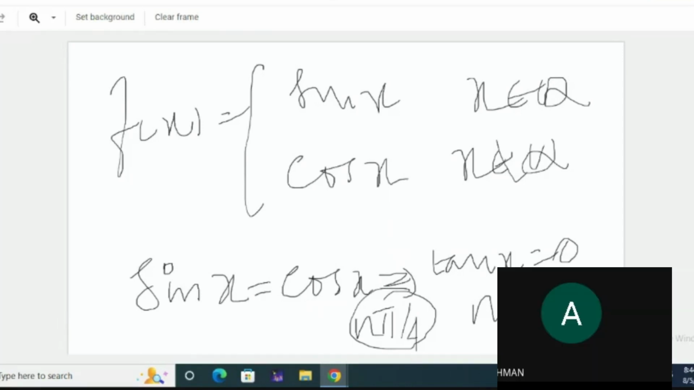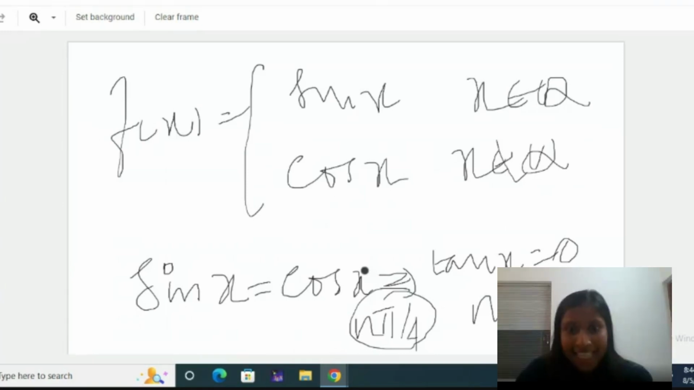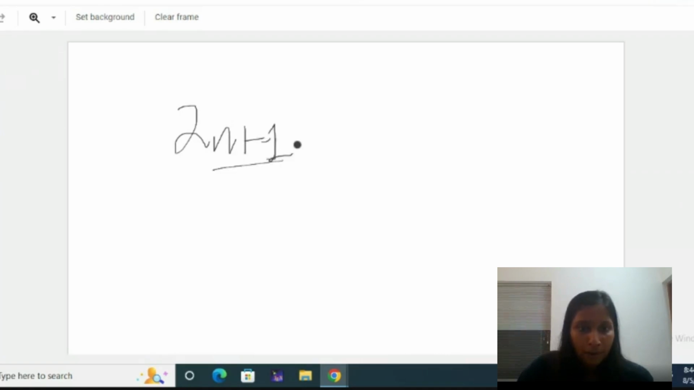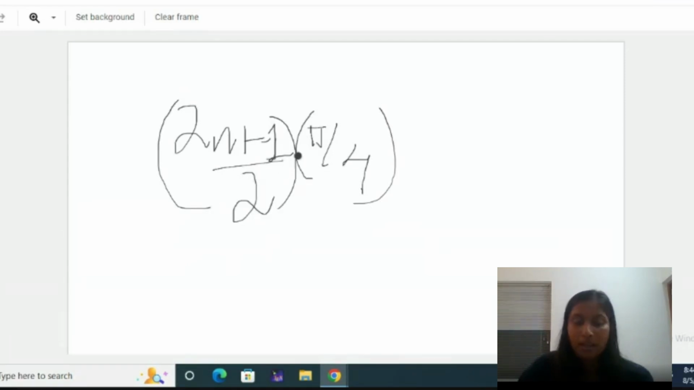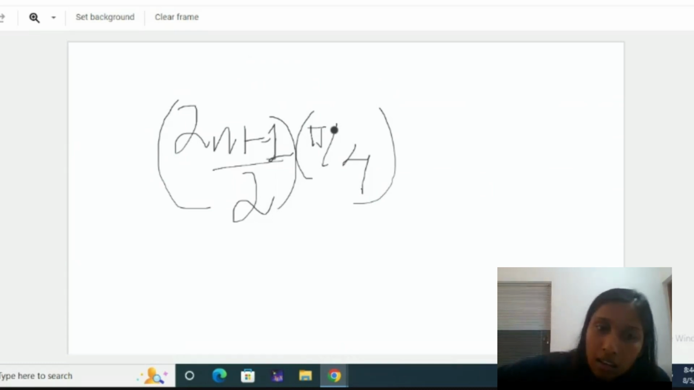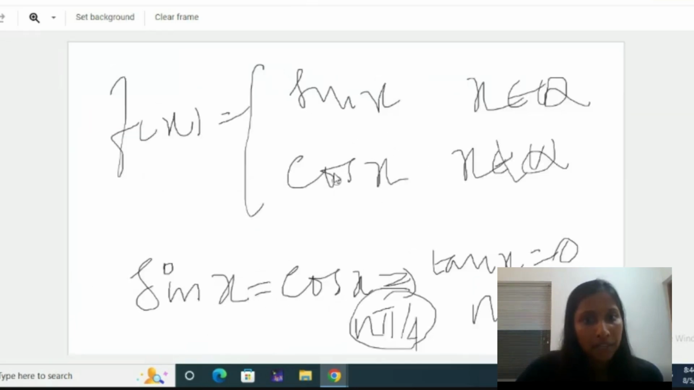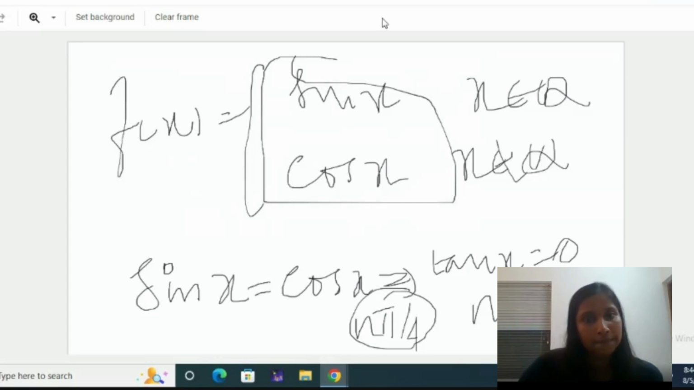Ma'am, tan x is equal to 1. Yeah, tan x equal to 1. It will be particularly this (2n plus 1) pi by 4. Yeah, same answer. Sorry, not by 2. Okay, so that was my point. We have to just find the points where these two functions coincide.